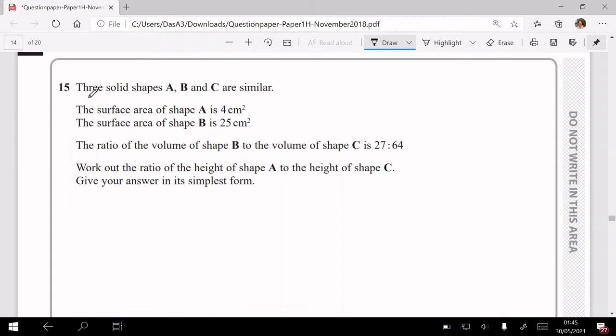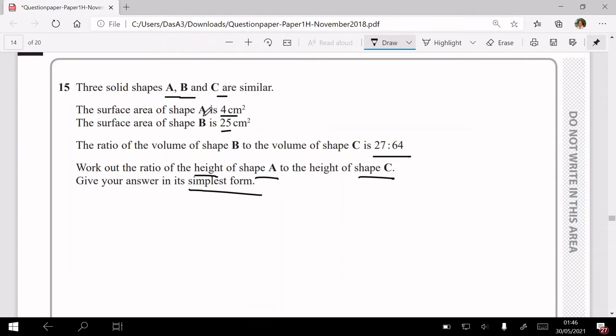So question number 15. 3 solid shapes A, B, C are similar. The surface area of A is 4. The surface area of B is 25. The ratio of the volume of shape B to the volume of shape C is 27 to 64. Work out the ratio of the height of shape A to the height of shape C. Give your answer in its simplest form. This is very interesting. So 3 solid shapes A, B, and C are similar.